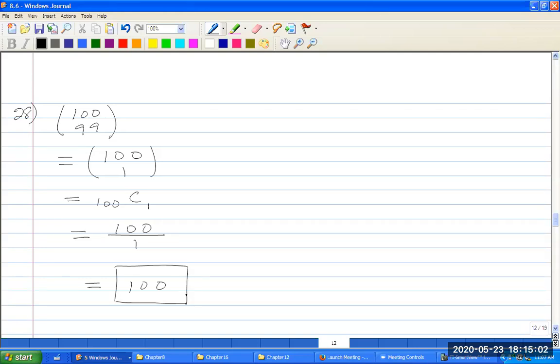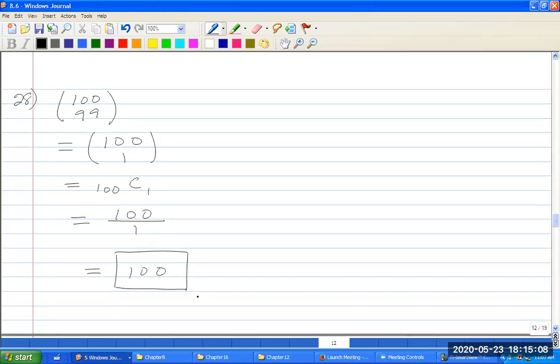Please note, if I try to do this as follows, say on the definition of nCr, it was n factorial over r factorial times n minus r factorial. So this would have been 100 factorial over 99 factorial and then 1 factorial. So let's plug in 100 factorial into my calculator and let's see what happens.